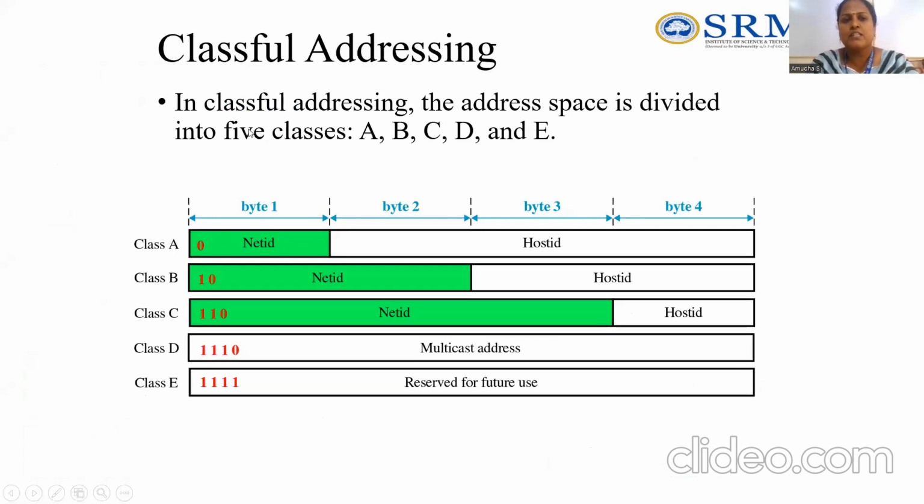In a binary form, the classful address has a leading binary digit of 0 for class A. In class B, it is 10. In class C, it is 110. Class D starts with 1110. In class E, it is 1111. So based on this leading binary value, we can identify which class the IP address is. Most probably, the class D address is used for multicast purposes, and class E is reserved for future use.